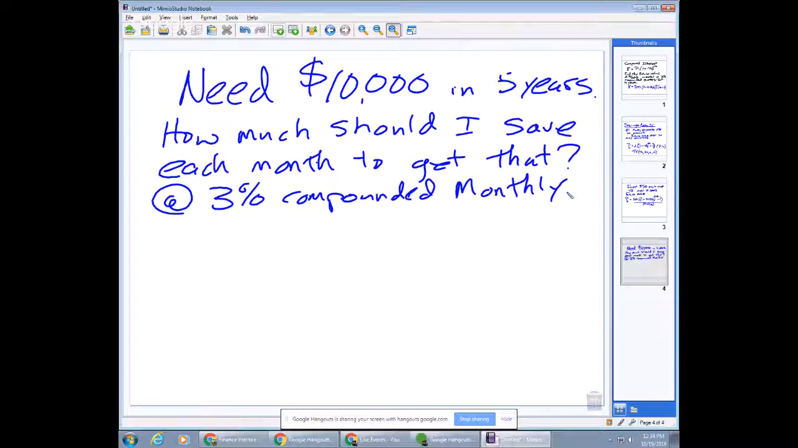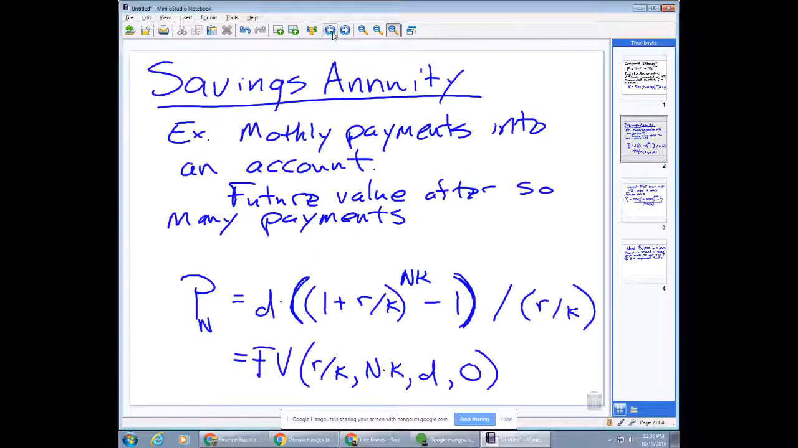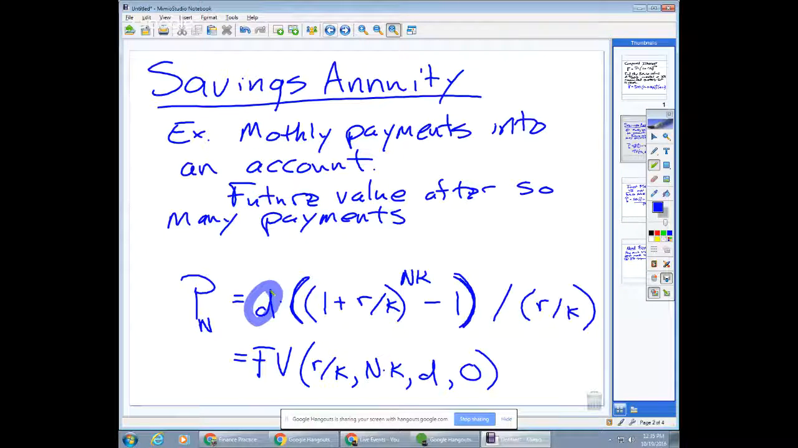So what I want to do then is take this formula right here and solve it. Oops, what did I do? Here we go. I want to solve this formula for the payment, D. Now, the trick about this one, which makes it not too bad, D is multiplied by a number, and then D is divided by another number.